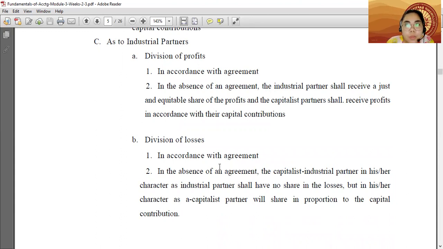Okay? So, miss, what if he has no capital, only industry? Usually, as I remember, if you are only an industrial partner and you don't have a capital contribution to the partnership and the partnership incurred a loss, usually he has no share in the losses. But if there is a gain and he is only an industrial partner, we will follow this: number one, accordance with agreement. Number two, just and equitable share.